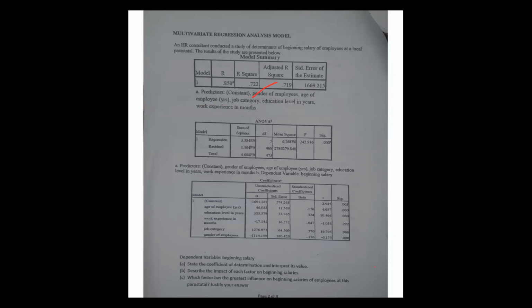So these are the determinants that he sampled. He wanted to investigate, do these things really matter? You consider the gender of employees, the age of employees, the job category, the education level in years, and the work experience. These are some of the factors that the researcher chose to use.